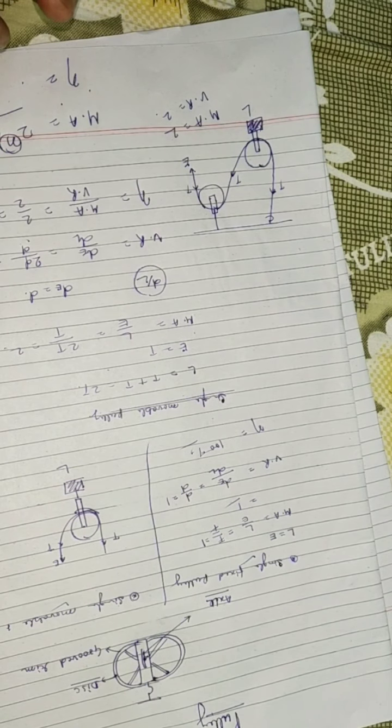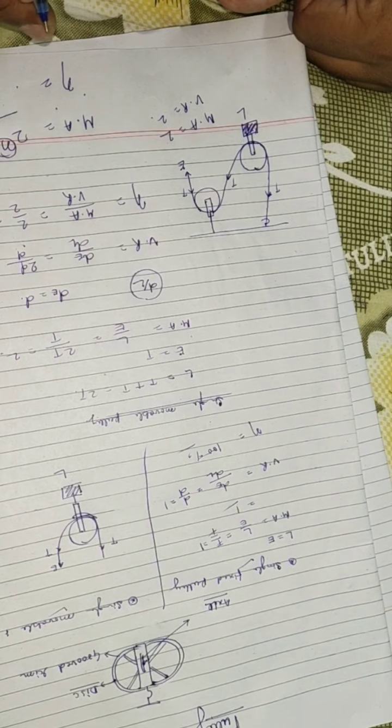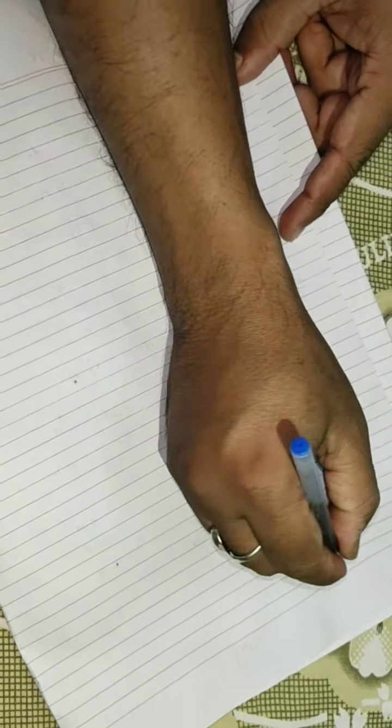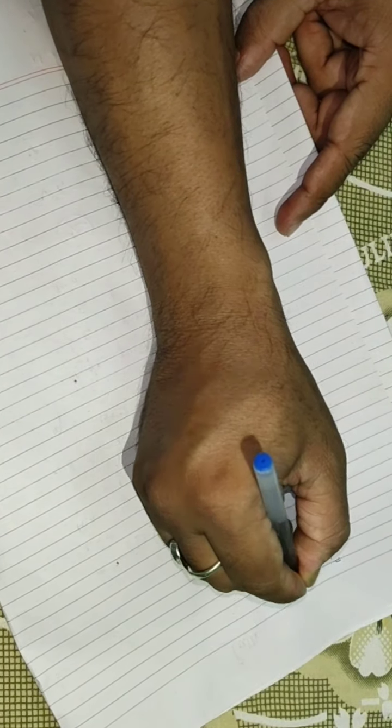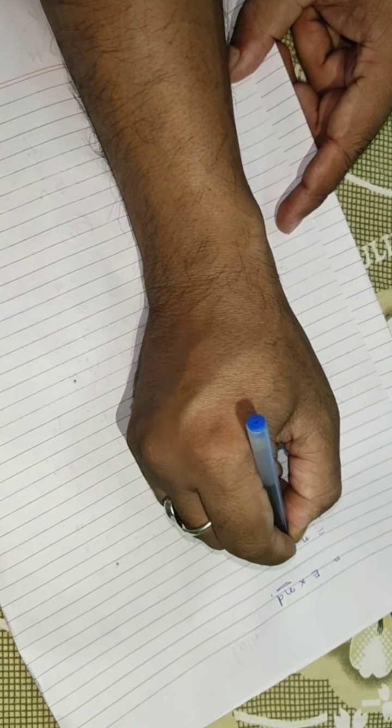Now see, the pulley system is only a force multiplier, and just like other machines, there is no gain in energy. This can be seen as follows. The work done by the effort is equal to effort into effort distance. What is the effort distance? I am showing you here. Work done by the effort means effort into effort distance. If the load distance is D, the effort distance is ND, then it will be E into ND.